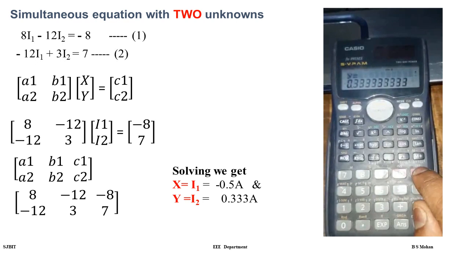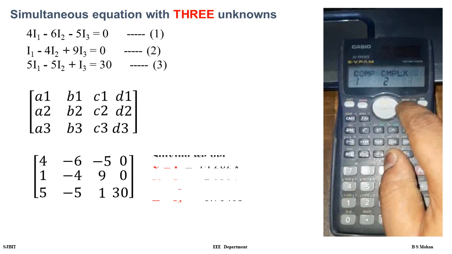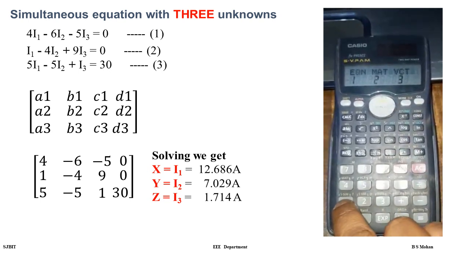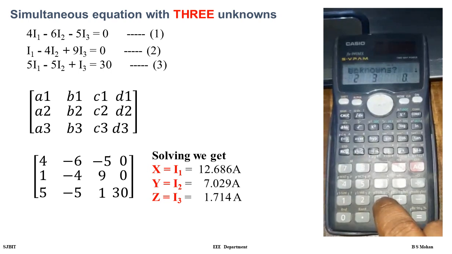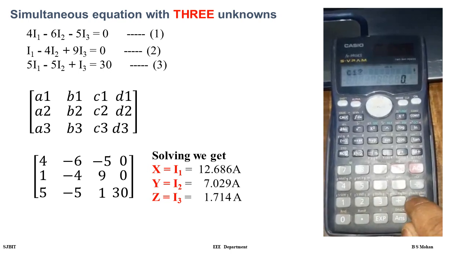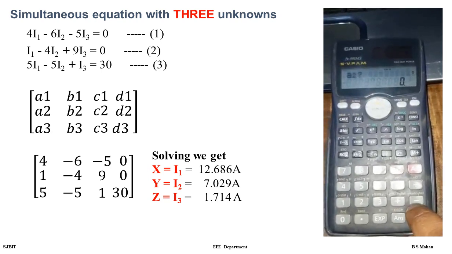Similarly, now let us see how we solve for 3 unknowns. Let me give you an equation here, and in this case the coefficients for the 3 unknowns are 4, minus 6, minus 5, 0; 1, minus 4, 9, 0; and 5, minus 1, 1, 30. So let's see how we operate the same in the calculator. Go to mode, press thrice, we land at equation, and now we have to press button 3 because we have 3 unknowns, namely i1, i2 and i3. Respectively, according to that column matrix, you can substitute the values for a1, b1, c1, d1 for all the 3 rows.